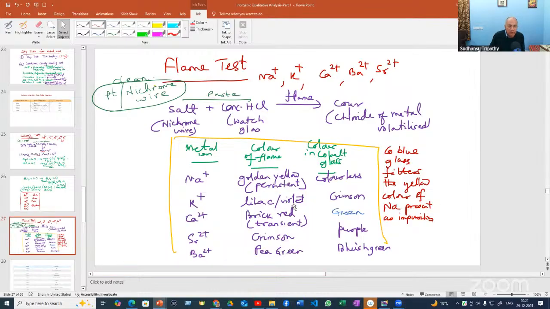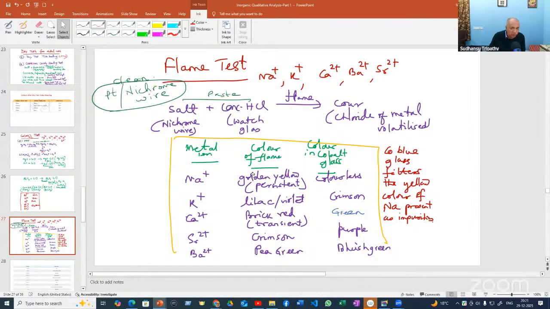So potassium gives a violet or lilac color to the normal eye in a normal flame, and through cobalt blue glass it will produce crimson. Sodium gives a persistent golden yellow, but it is colorless through the glass. Totally it absorbs. The cobalt blue glass has the power to absorb all the yellow. It will send all the others, but not the D1 and D2 lines. Those are absorbed. And calcium gives brick red, but it is very transient.